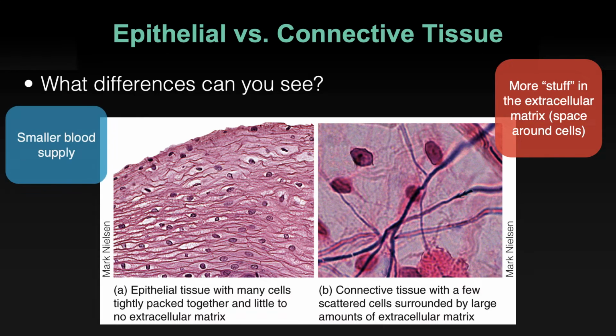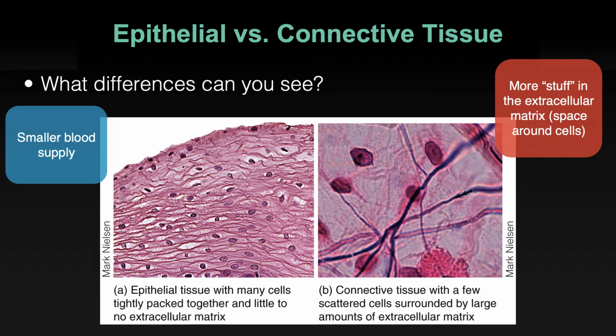We have a lot more space in connective tissue for blood supply. Epithelial tissue has very little blood supply. There's not enough room. The cells are sandwiched together so tightly, we don't have a lot of projections of blood vessels into the tissue. Epithelium is said to be avascular. It's not vascularized. Connective tissue, highly vascular.